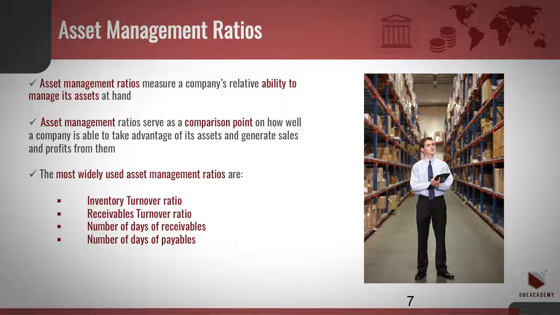The most widely used asset management ratios are inventory turnover ratio, measured as total revenue divided by inventory; receivables turnover ratio, calculated as total revenue divided by receivables; number of days of receivables, measured as receivables divided by average revenue; number of days of payables, which is payables divided by average revenue.